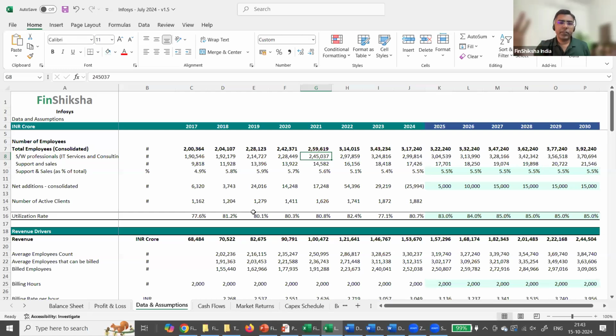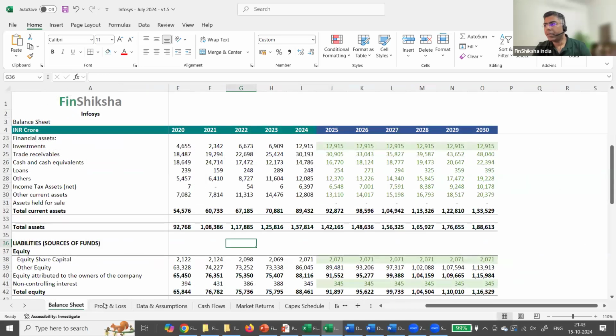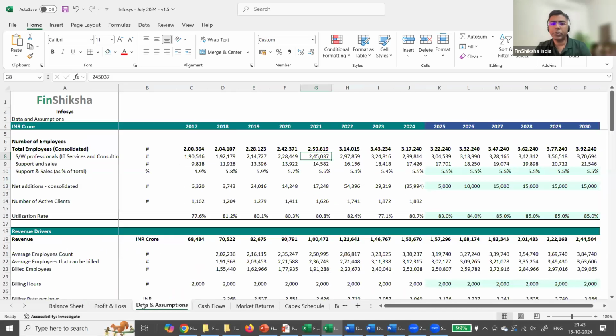So this is something that's there on Infosys, and we typically use this in one of our core programs. Typically you'll see that there are a bunch of sheets here, starting from the balance sheet and the P&L and the data and assumption sheet. So data and assumption is the brain of the model.